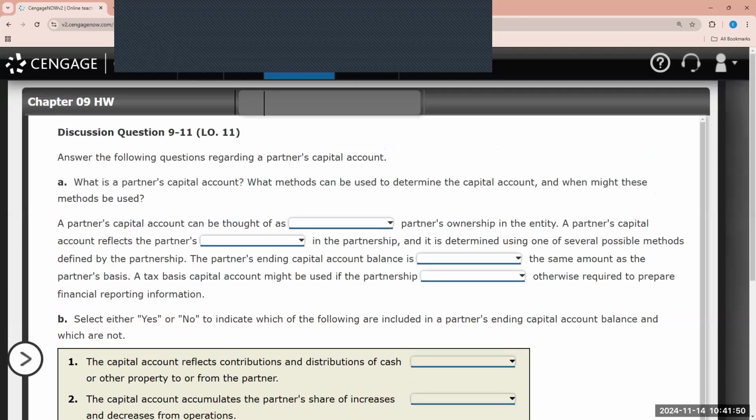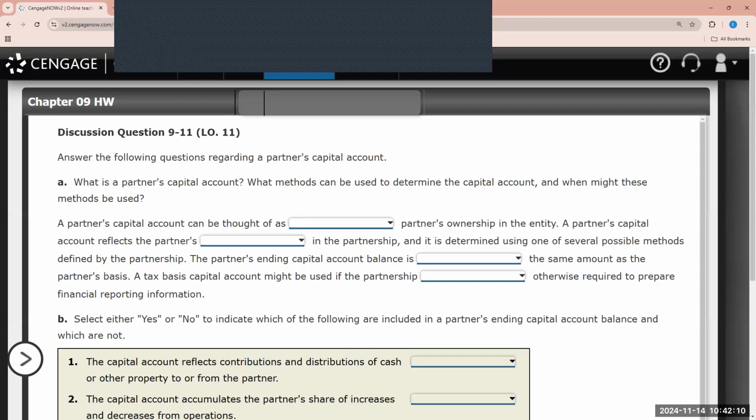We move on to our next question. Here it asks us to answer the following questions regarding a partner's capital account. The first question, part A, asks, what is a partner's capital account? What methods can be used to determine the capital account? And when might these methods be used?